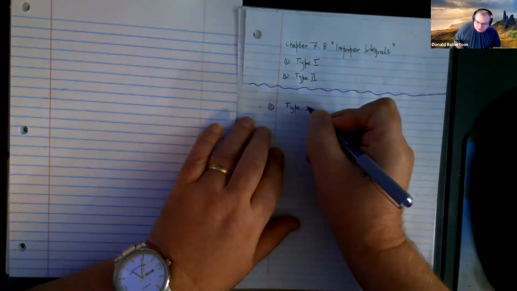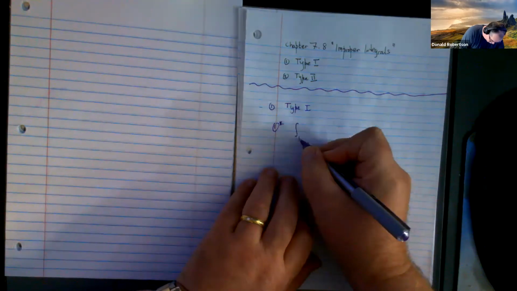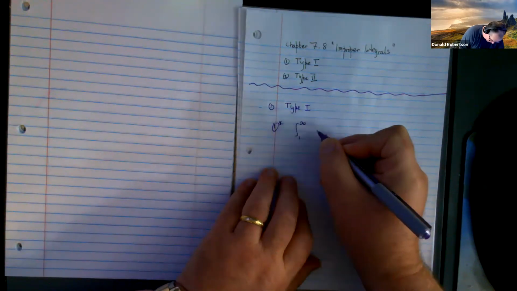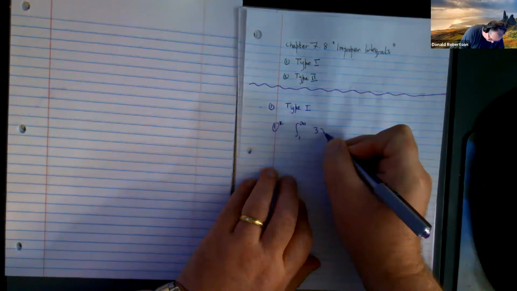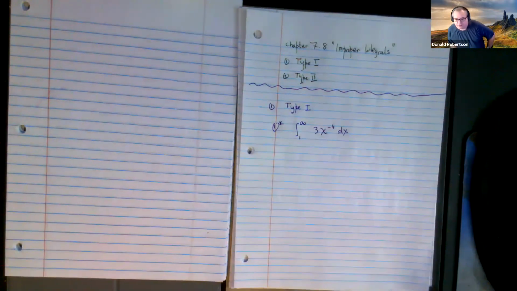So to remind you, a type 1 integral is one that has infinity in either one or both of the limits of integration. So this is a version of question 1, and it goes from 1 to infinity of 3x to the negative 4 dx. So you might think, well, how do we find out what this integral looks like? What does it add up to?